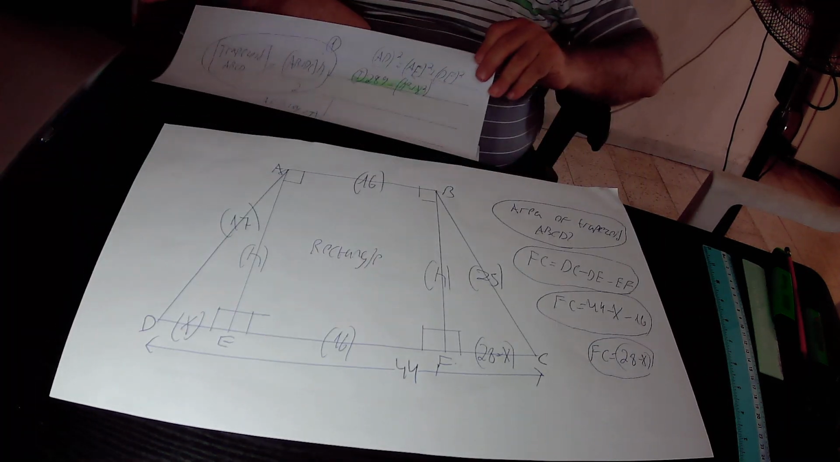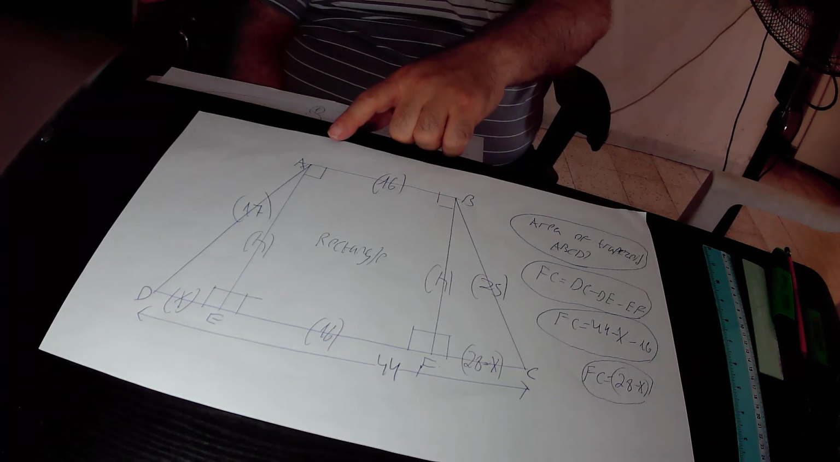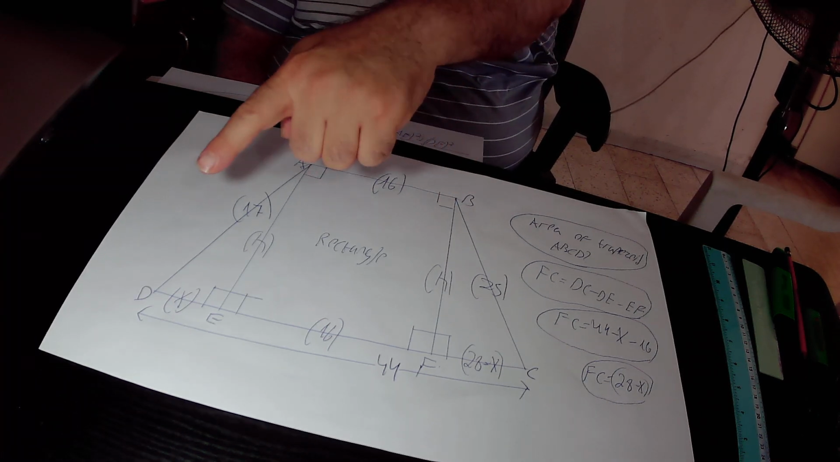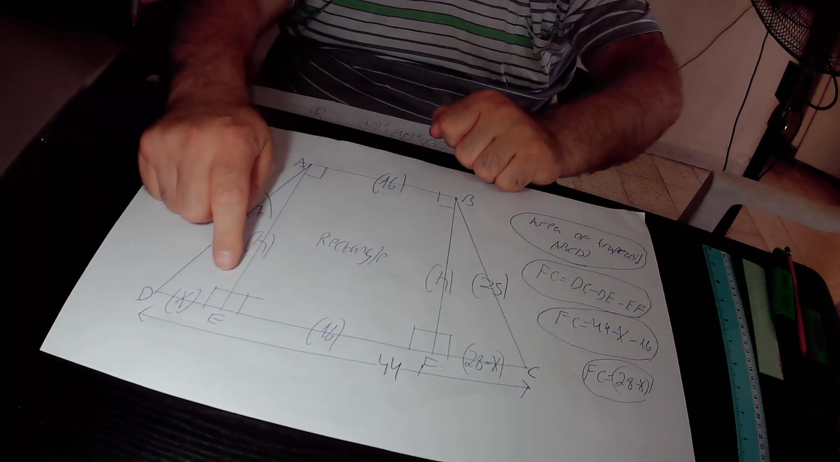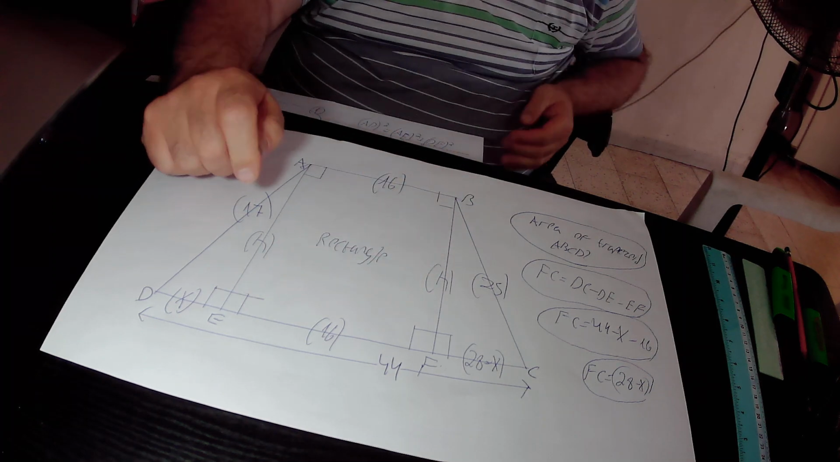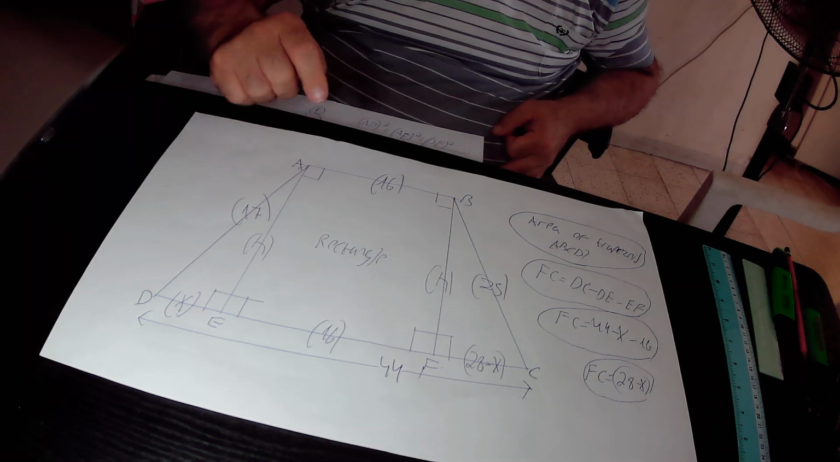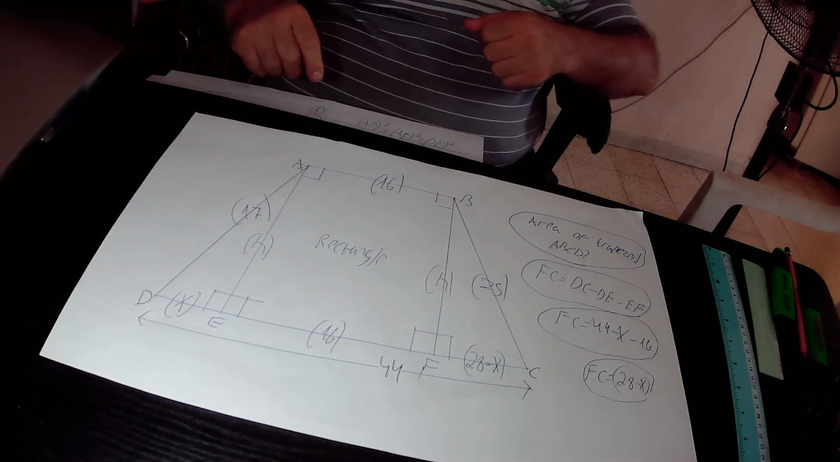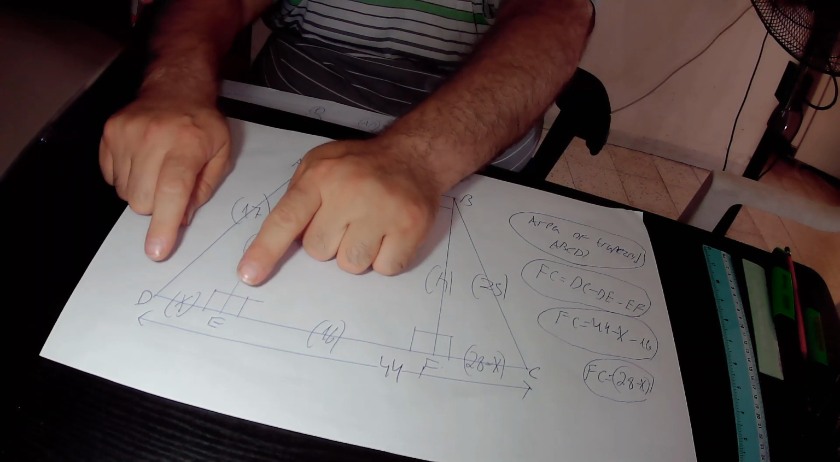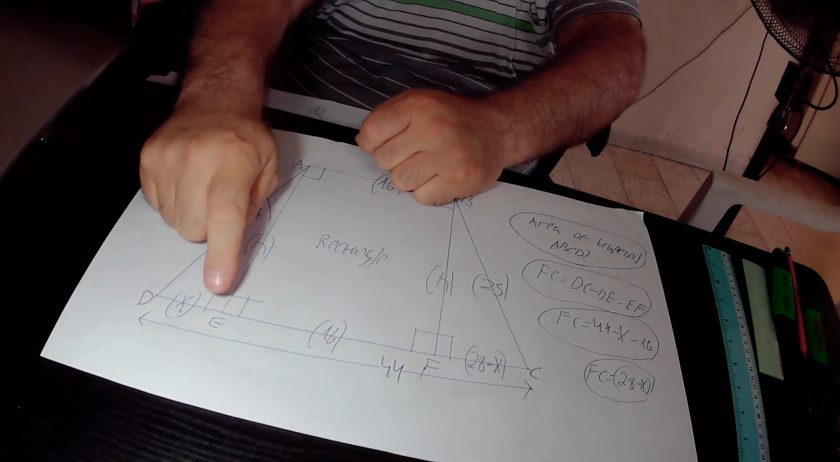So in the first step, we did the construction. That is to say, from point A, we draw a perpendicular on DC. So this angle equals 90 degrees, and this angle also equals 90 degrees according to our construction. We define the touching point of the perpendicular from point A on DC. This point is point E. In the next step, we define the length of line segment DE as X, and the length of line segment AE as h.